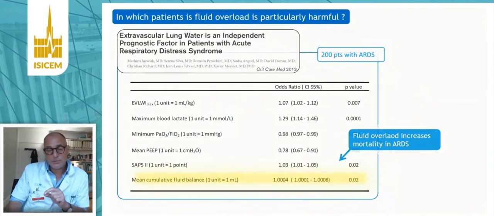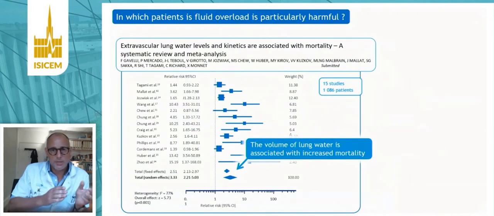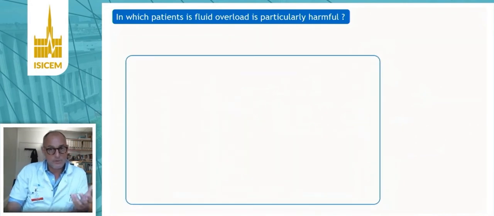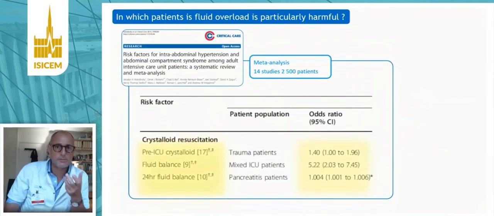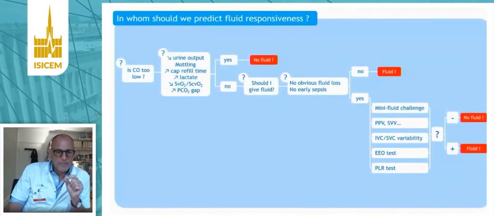Fluids may increase lung water, and it's clear today that lung water, measured by transpulmonary thermodilution, as we demonstrated in a study which is submitted, is an independent factor of mortality in itself. The more you increase the amount of lung edema, the more the patients die. And the deleterious effect of fluid overload has also been clearly demonstrated in patients with intra-abdominal hypertension. So it is specifically in these categories of patients that we should predict fluid responsiveness.